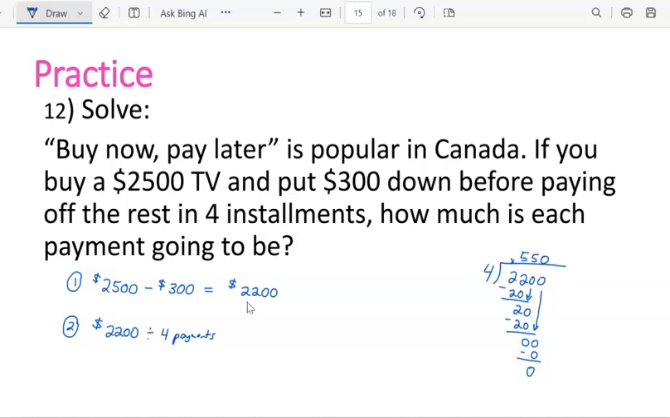So we don't have a decimal here, we have a whole number answer, $550. So each payment is going to be $550. And then the TV will be paid off.